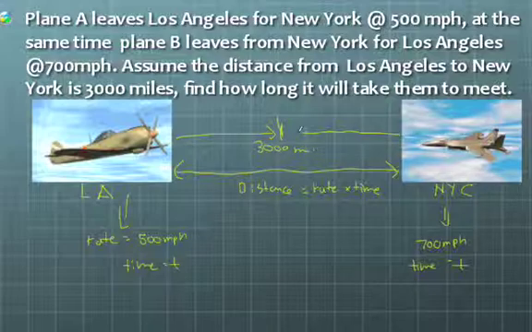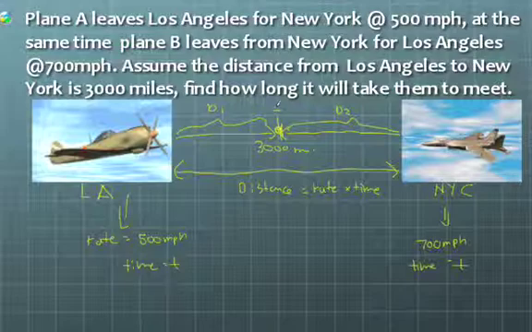Now since they're flying towards each other, as we see, they're going to meet at some point here. We don't know if it's in the middle or anywhere else. But when they meet, we see that the distance traveled by the first airplane, D1, and the distance traveled by the second airplane, D2, the sum of these distances equals 3,000 miles. So the distance of the first one, D1, is equal to the rate, which is 500 miles per hour, times the time. And D2 equals 700 times t.